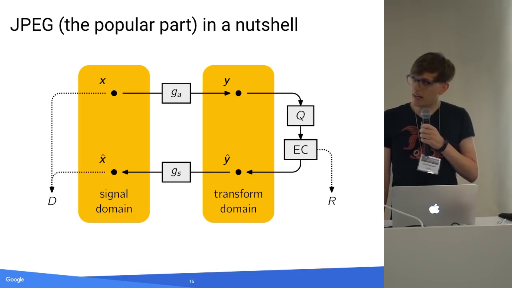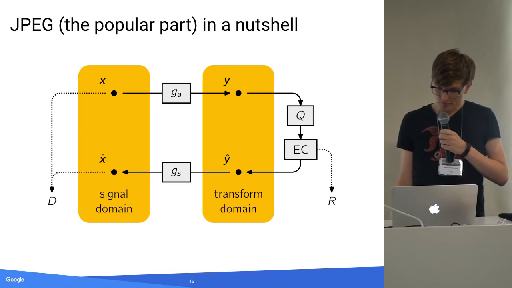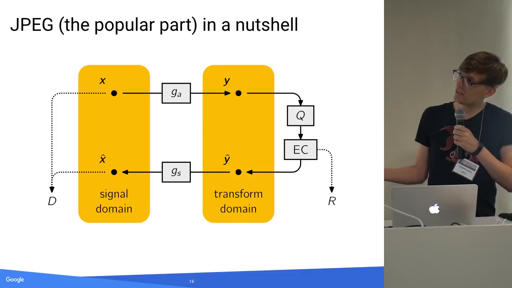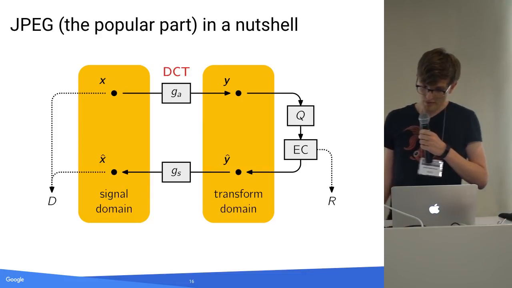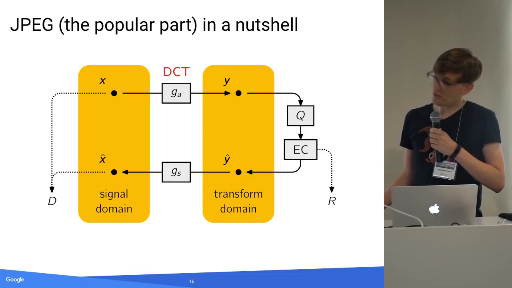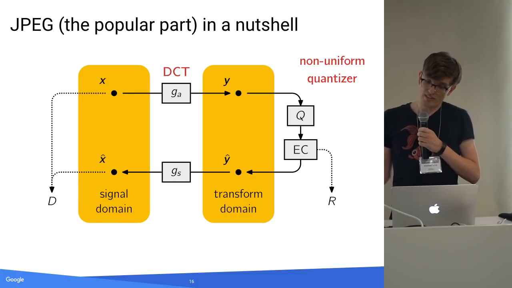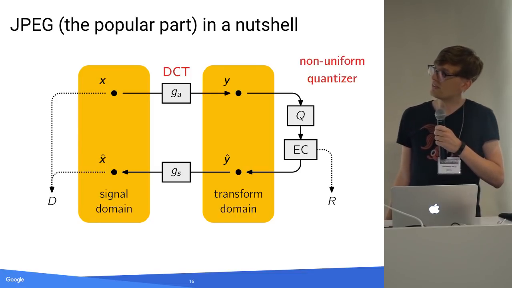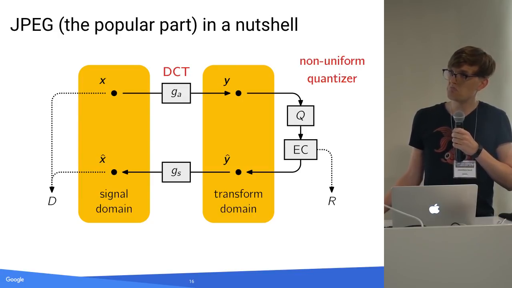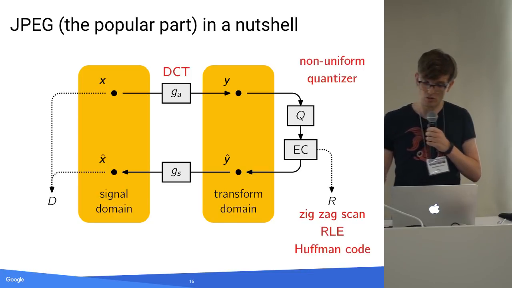let's take a look at JPEG as a stand-in for a simple transform coder. So we have an image called X, which is subjected to a DCT transform. That gives us the transform coefficients, which I'm calling Y here. These are quantized, typically with a non-uniform quantizer. And once they are discrete, we can actually entropy code and decode them, and we can take advantage of some statistical relationships there. We can use run length encoding, zigzag scan, Huffman code, etc.